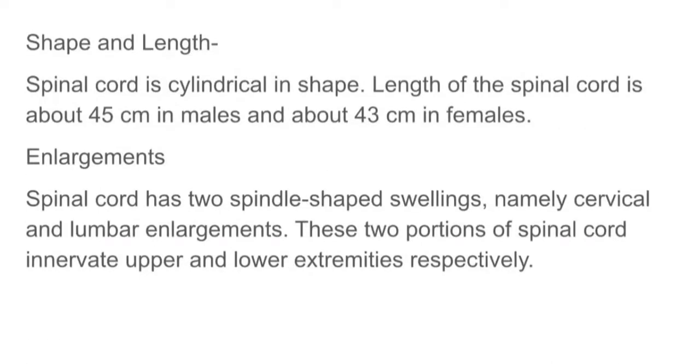Shape and length. Spinal cord is cylindrical in shape. Length of the spinal cord is about 45 cm in males and about 43 cm in females. Enlargements. Spinal cord has two spindle-shaped swellings, namely cervical and lumbar enlargements. These two portions of spinal cord innervate upper and lower extremities respectively.